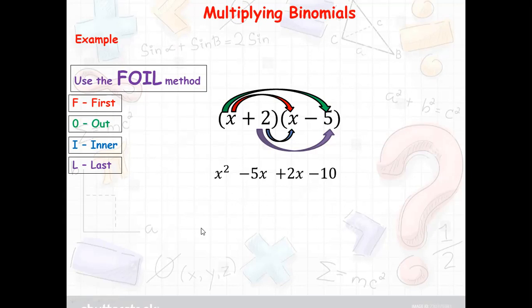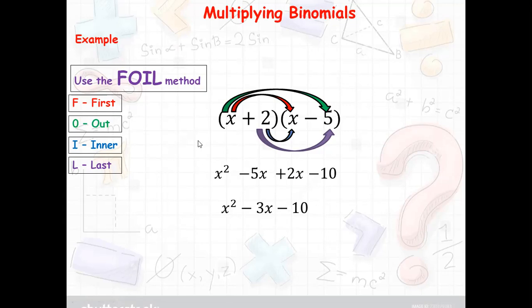So now, are we done with the question yet? Not yet. Why is that? Because we have to simplify this. As you can see, we can combine -5x and 2x. -5x plus 2x will give you a -3x. So the answer finally is x squared minus 3x minus 10. So you have to be careful. Wherever you can simplify, you have to simplify the answer before you give the final answer.